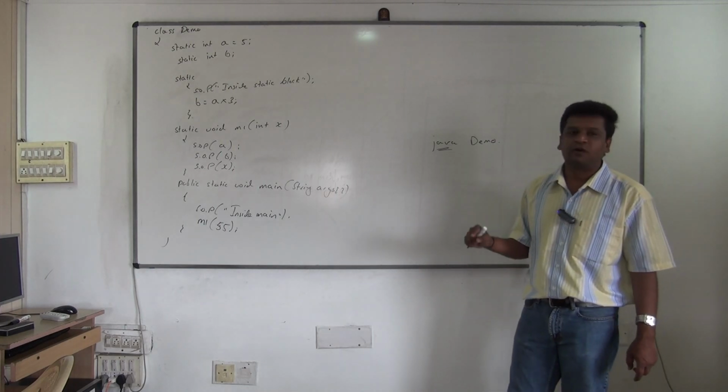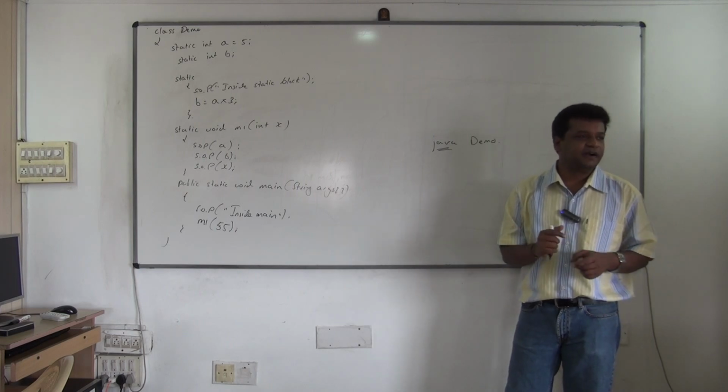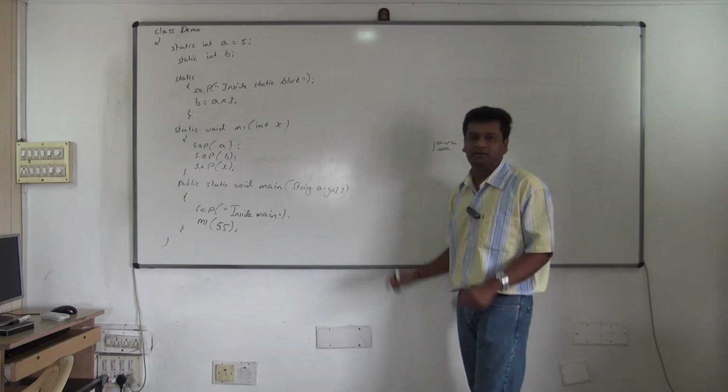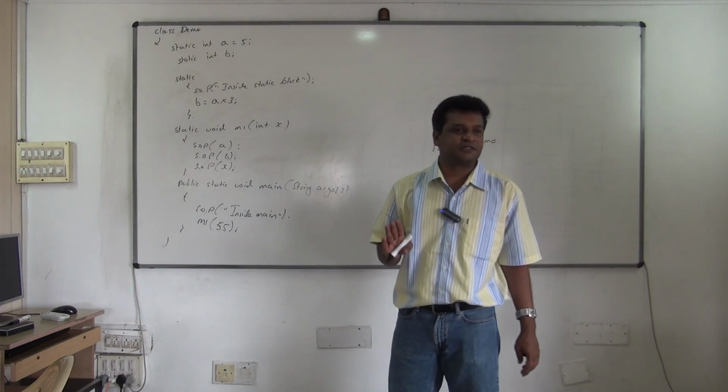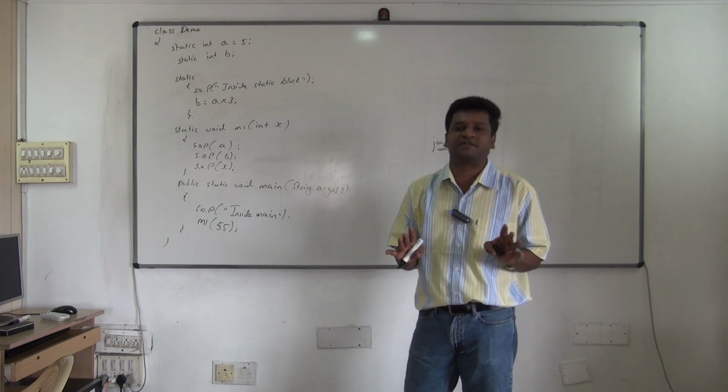Once it is loaded into the JVM, what happens? First, A is declared and initialized. Then B is declared and initialized. A is declared and initialized to 5. B is declared and initialized to 0. First static variables come into existence. Only thing is, till now our class containing main method did not have members.